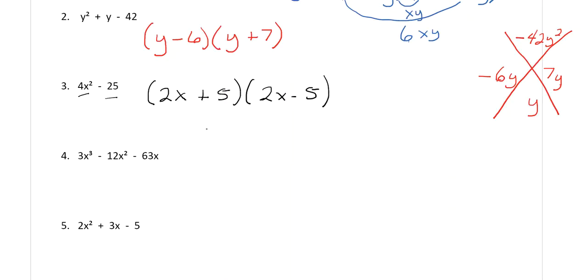And then always checking, if you FOIL this quickly, 2x times 2x is 4x squared. The inner product is 10x. The outer product is a negative 10x, and they do add to 0. And then the last times last gives me the negative 25. So that is completely factored.